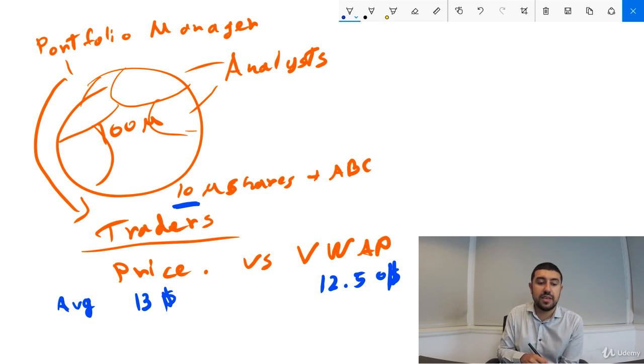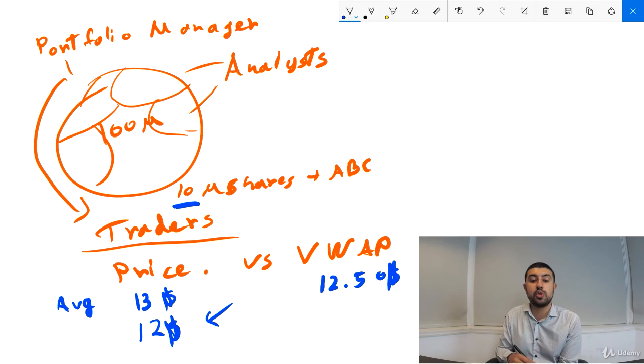If on the other hand, your trader was able to buy 10 million shares at $12 and the volume weighted average price that the stock traded at was $12.50, that means that the trader was able to get a better price than the average person who bought the stock, right? The average price that the stock traded at, right?